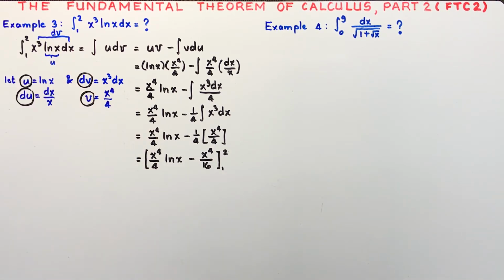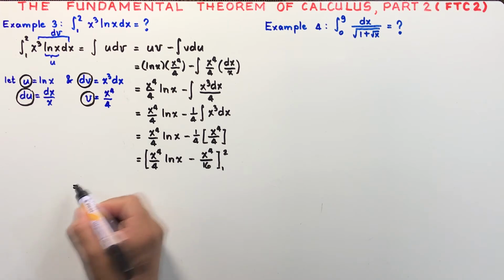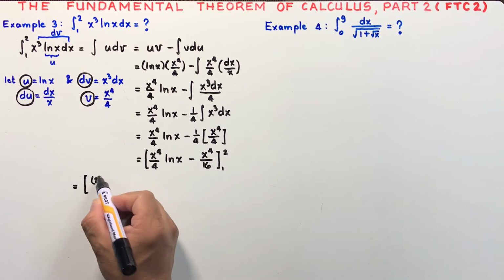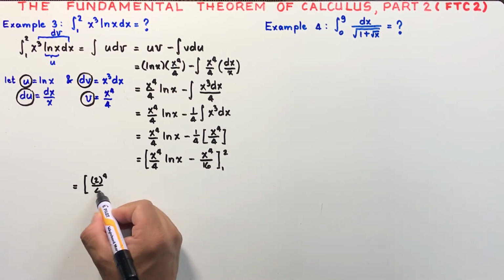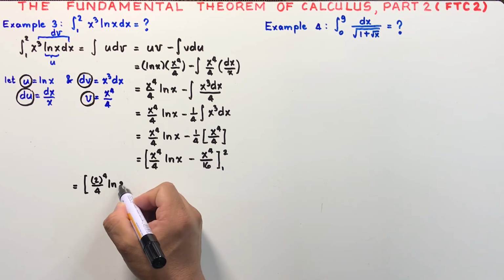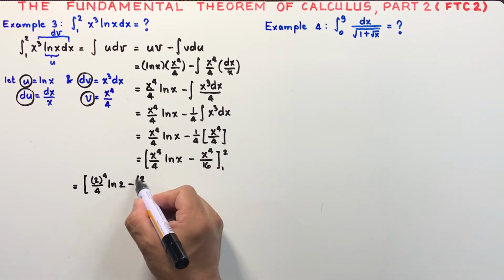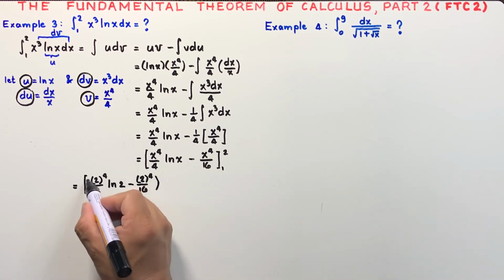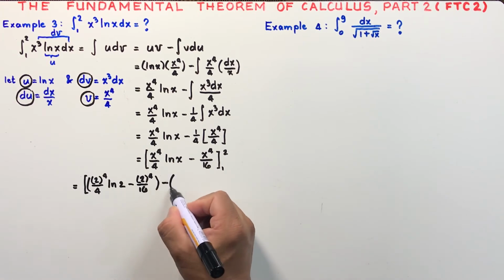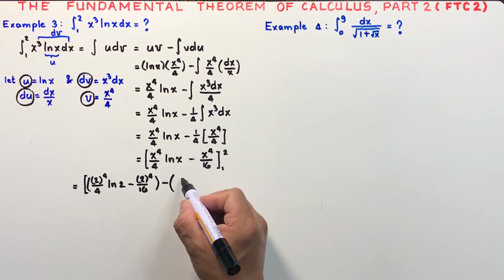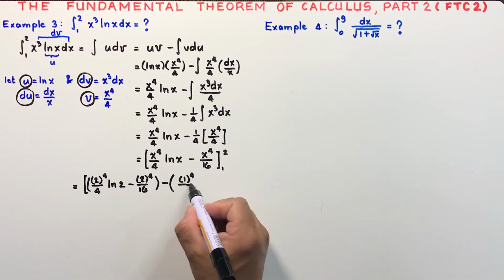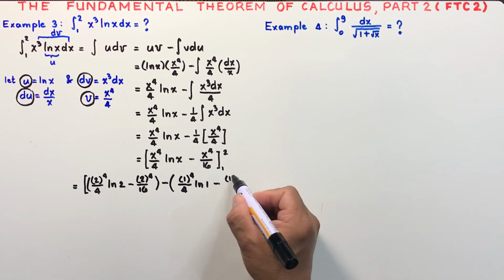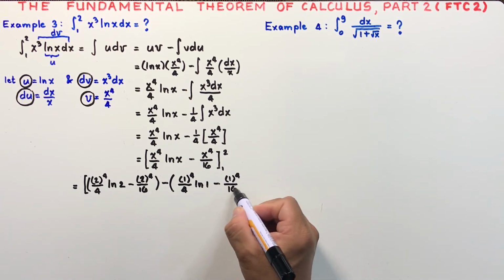of our integration. So, substituting our limits of integration, we have 2 here. So, 2 to the power of 4 over 4 ln 2 minus 2 to the power 4 over 16. And this value will be subtracted when you substitute your lower limit here. So we have 1 to the power of 4 over 4 times ln 1 minus 1 to the power of 4 over 16.